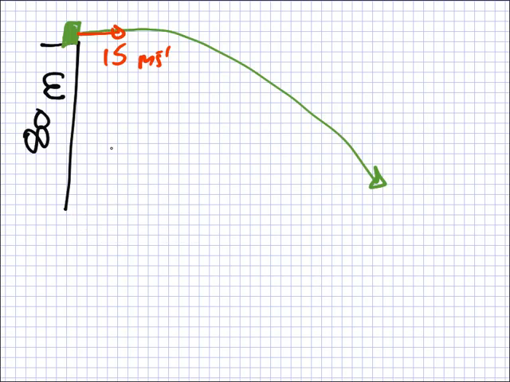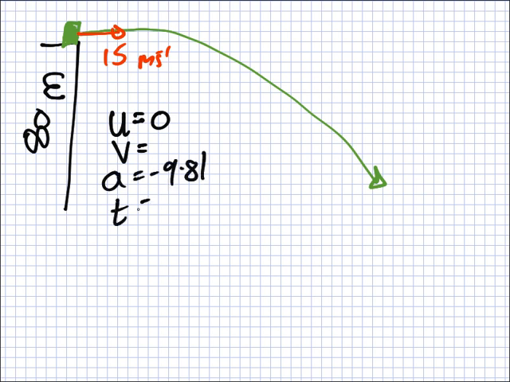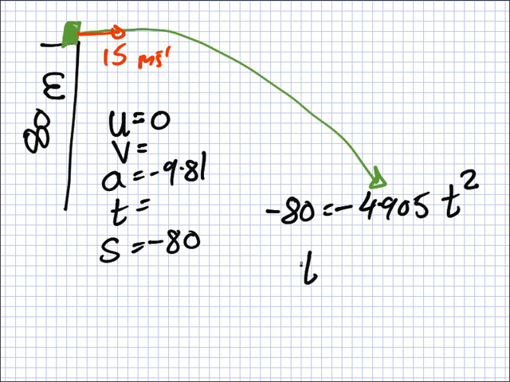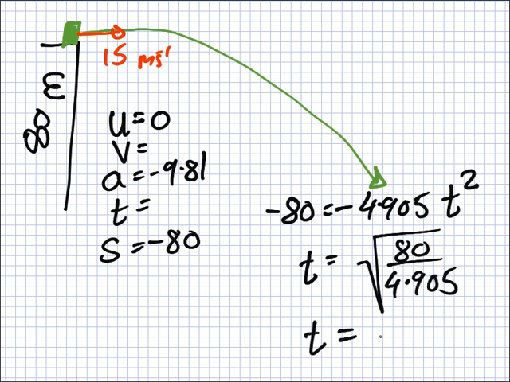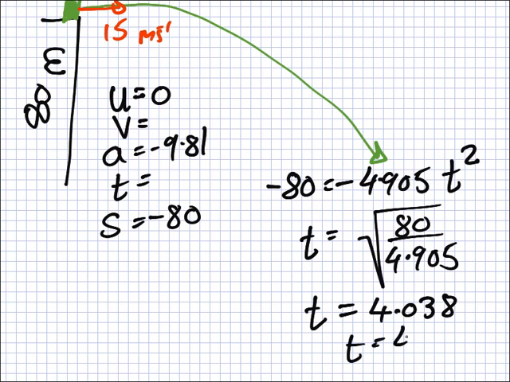Fine. UVATS vertically. So what's the U? No, vertically. 0. V, don't know. A, minus 9.81. T, don't know. S, nearly, minus 80. 80 down. What would be the best way to get the T here? S equals UT plus a half A T squared. So T will be root 80 over 4.905. What is the T, please? Okay, so T is 4.03 seconds. Got that?